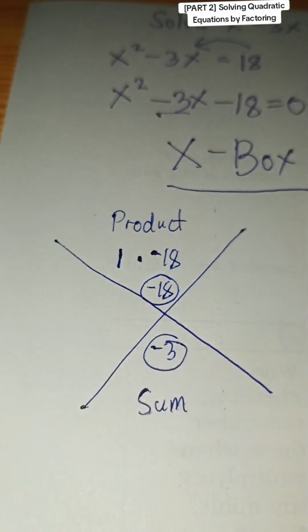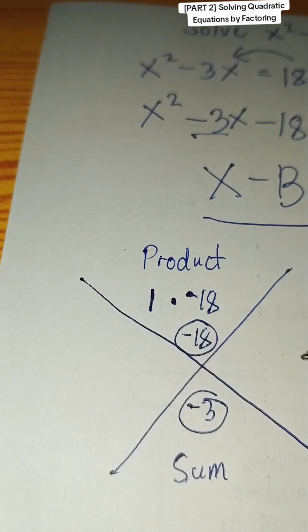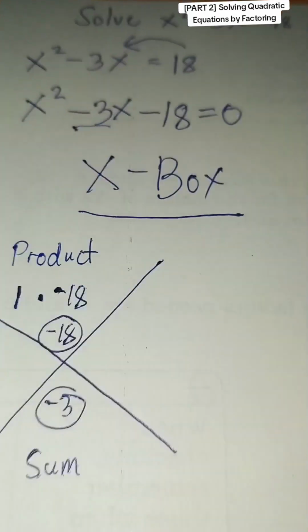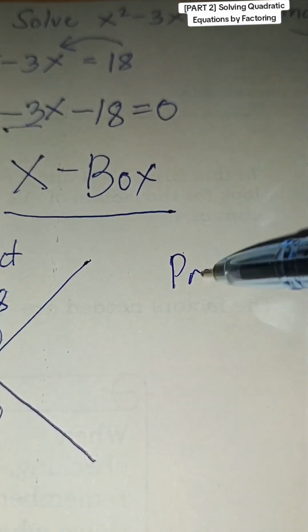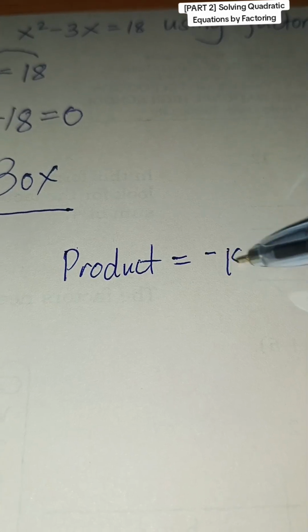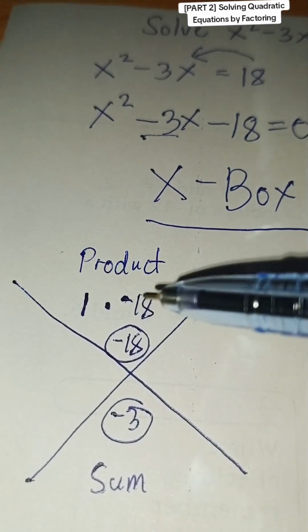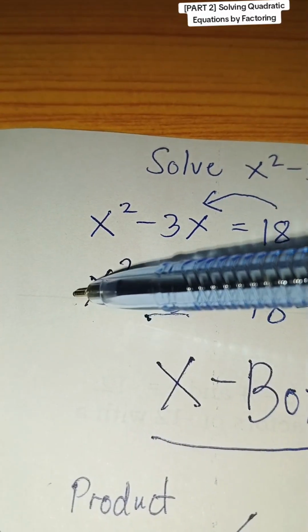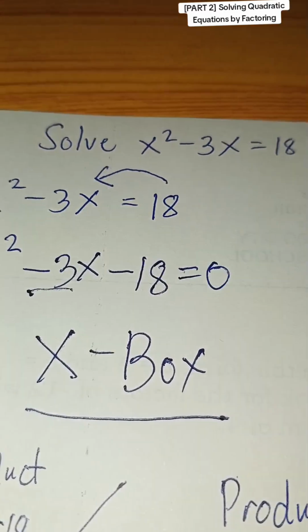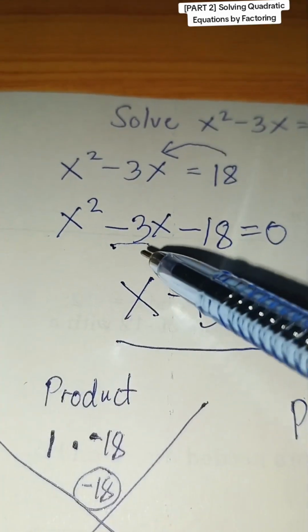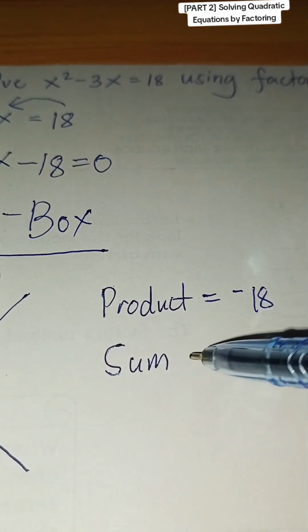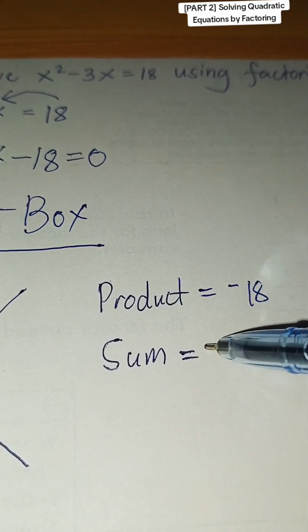Okay, so ang sao man na to pag pangita sa left and sa right side sa X. So we're going to write product equals negative 18. So gikan siya diri sa top, no? So again, ang product, that is the coefficient na 1 times the constant which is negative 18. Then ang sum nasa sa middle term. So sum equals negative 3.